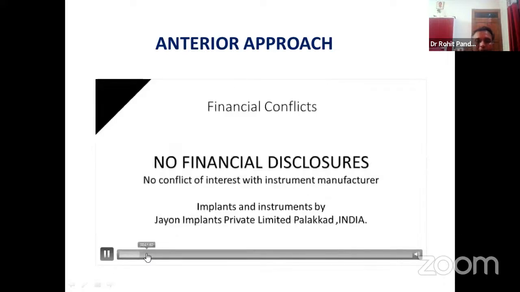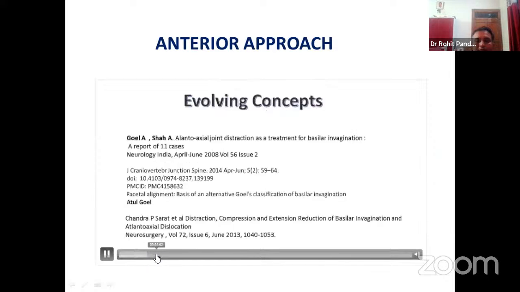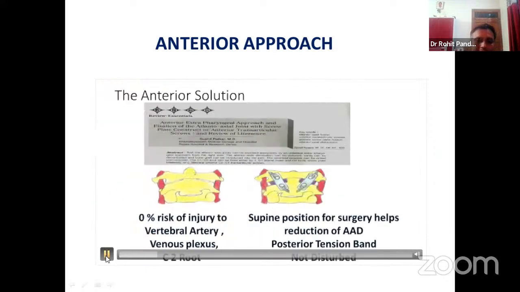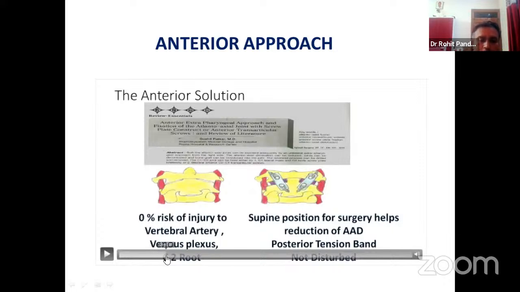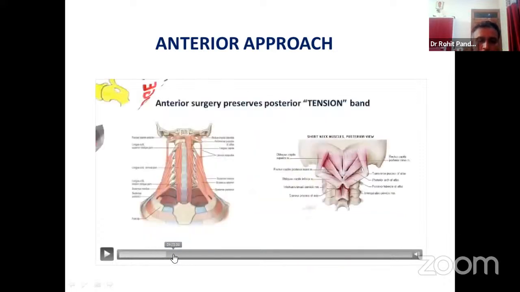So basically, as per Dr. Sushil Patkar, if you are approaching atlantoaxial dislocation by the posterior route, there is a significant risk of injury to the vertebral artery, whether we are doing a transarticular screw fixation or a rod and cantilever technique. So he says in case of the anterior approach, the risk of injury to the vertebral artery is very much less as compared to the posterior approach. And it also preserves the posterior tension band.